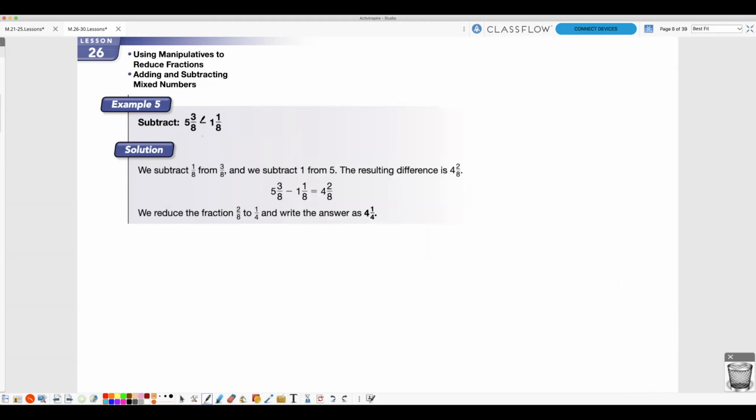Let's try another one here. Subtract 5 and 3/8 minus 1 and 1/8. So again, I just like to write these vertically.